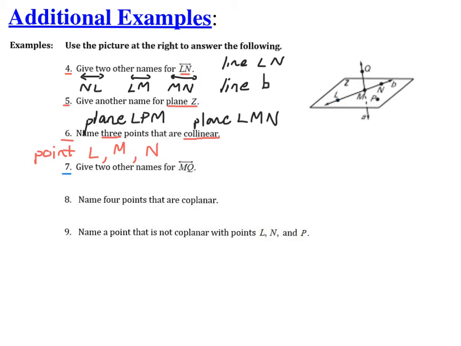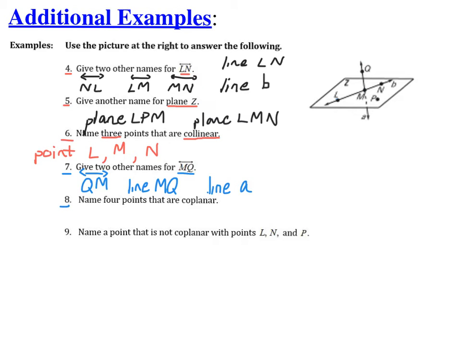For number 7, they once again want some other names for this line, so this vertical line that I highlighted earlier. 2 other names. So, if I want to, I can just reverse the order. You could use the word line if you want, instead of the symbol. Line MQ, line QM, or you could use that lowercase letter down at the bottom of your line and just call it line A.